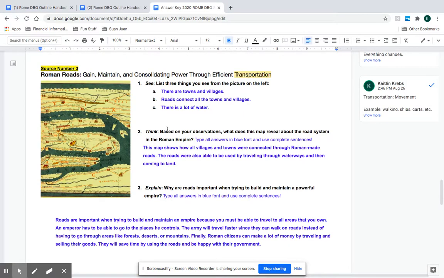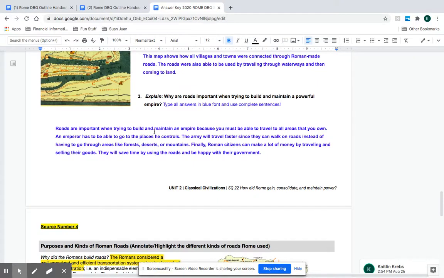In my answers, the map shows how all villages and towns were connected. The roads were able to be used for traveling. Roads are important because you have to be able to travel to all the areas that you own. Helps the emperor go places. The army can travel faster. I really like this answer here, so I'm going to take my answer from the DBQ.